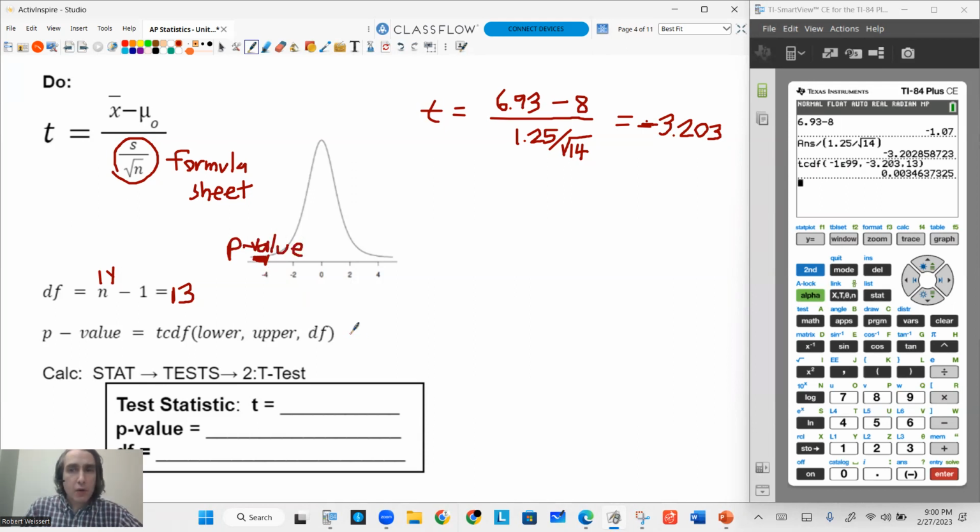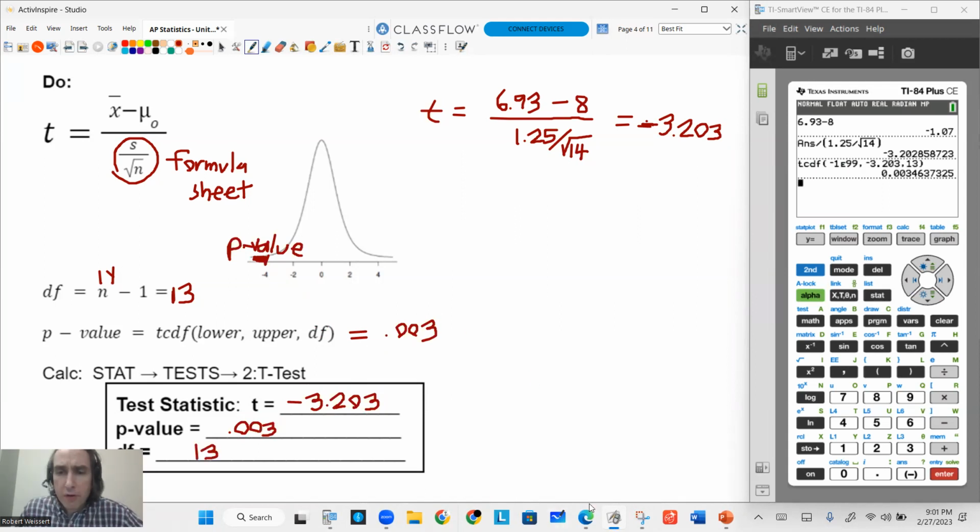And in this case here, it's going to be 0.003. So let's go ahead and write this down. Our test statistic is negative 3.203. Our p-value is 0.003. And our degree of freedom is going to be 13.